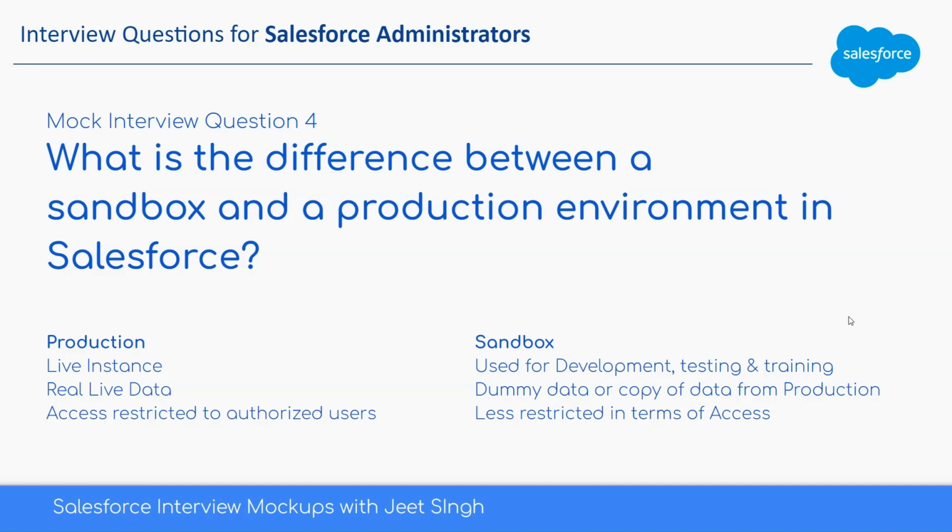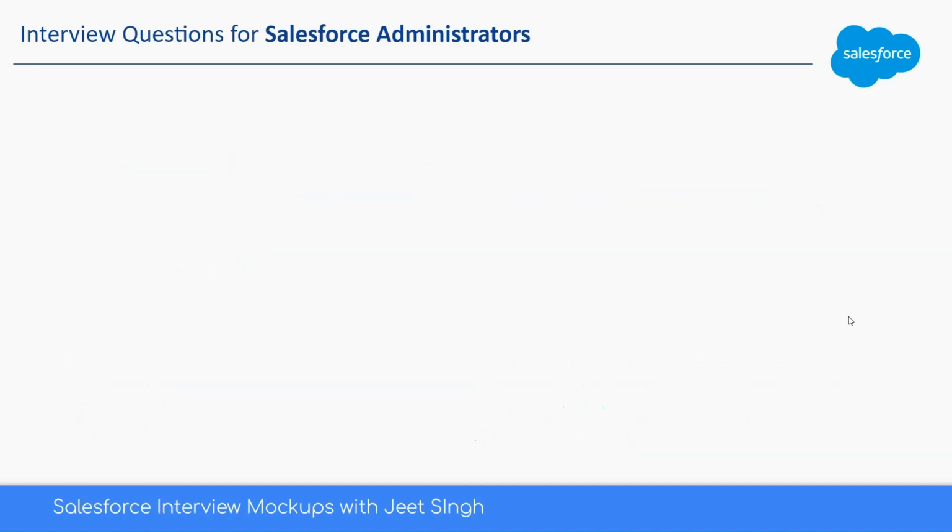Changes to configurations, customizations, and code in the production environment should be carefully planned, tested, and deployed to minimize disruption and ensure stability. Sandboxes provide a safe environment for making and testing changes to configurations, customizations, and code before deploying them to the production environment. This helps to reduce the risk of errors and unexpected behavior in the live environment.